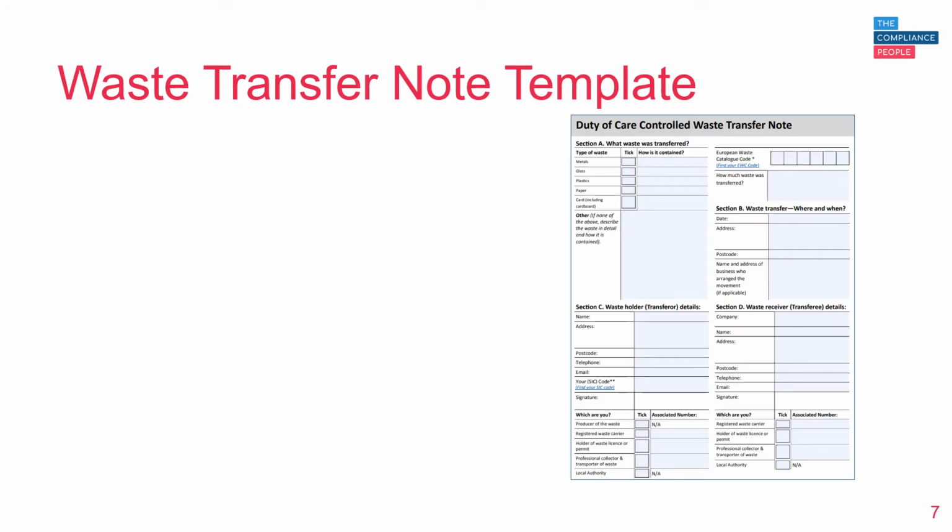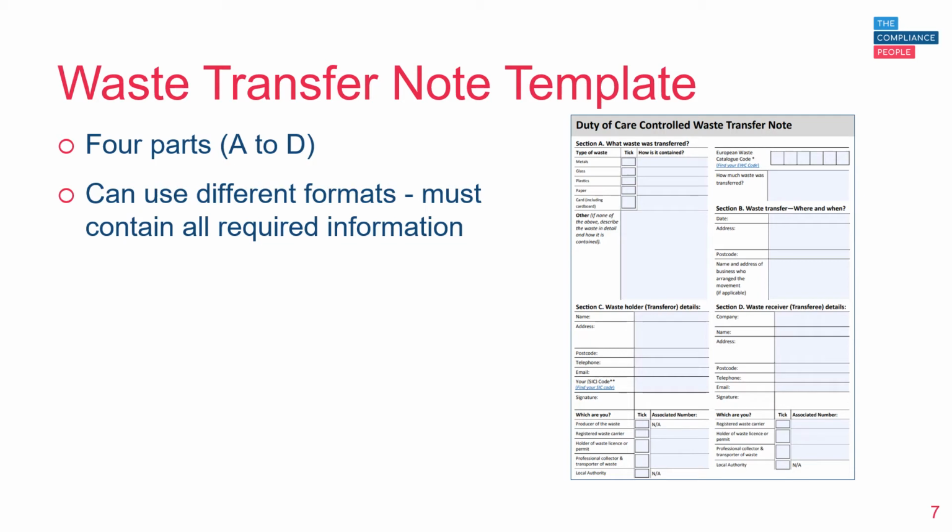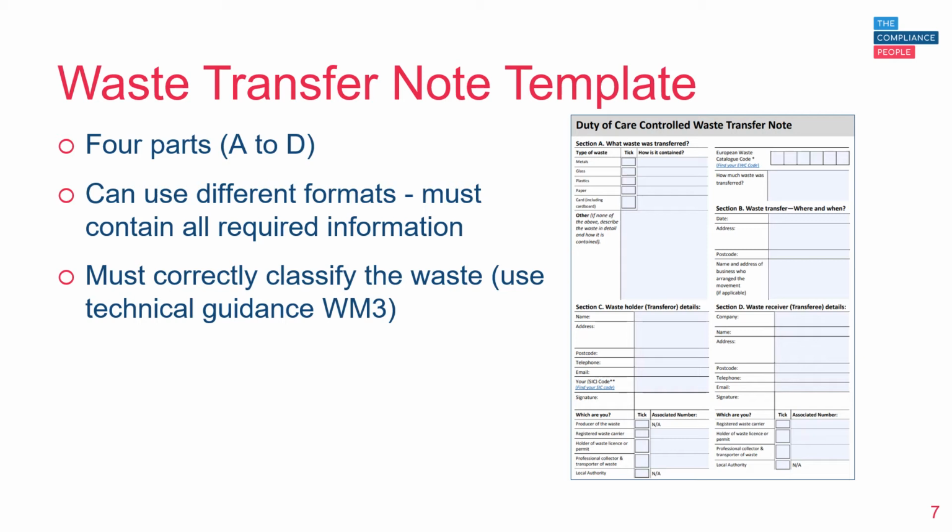So now we're going to have a look at a waste transfer note template. The one that you can see here is a template set out by SEPA. You'll see many different versions of this, and as long as all the required information is on there, that's okay. It's just making sure that you've got all the detail. So generally, transfer notes are in 4 parts, parts A to D. And as I said, you can use different formats as long as all the information's on there. You need to correctly classify the waste, so you can do this by using Technical Guidance WM3, and I'll explain a bit more later on about what this is and how you can use it. And as said before, waste transfer notes need to be retained for a minimum of 2 years.